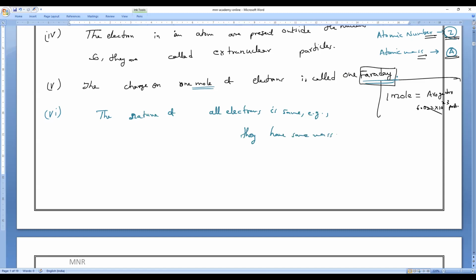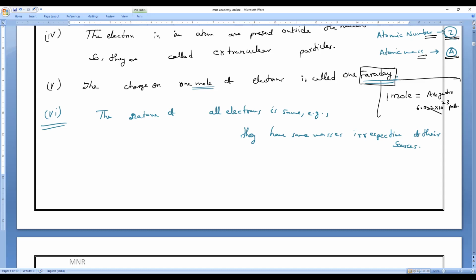They have the same mass irrespective of their sources and the same charge also. Whatever the source of the electrons, all electrons have the same charge and the same mass. These are the properties of electrons. If somebody asks you to define the electron, you can say the charge of the electron is this and the mass of the electron is this much. Irrespective of the source, their mass and charge remain the same. That is what you have to remember.